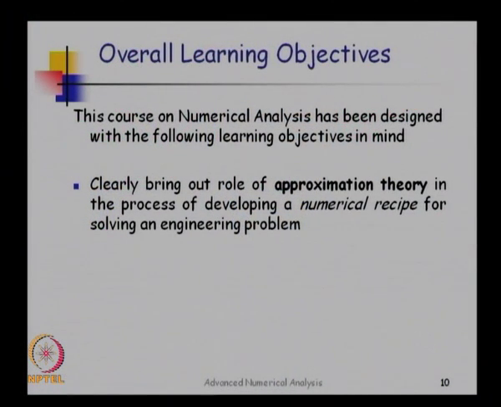So the first thing that I want to do here is to clearly bring out the role of approximation theory in the process of developing a numerical recipe for solving an engineering problem. I'm deliberately using this word numerical recipe. It's like, at the end of the course, you should realize that forming a numerical scheme is like cooking up some dish. And if you know the basic ingredients, you can actually combine and then come up with a particular dish. So you often have to be a good cook to come up with a numerical recipe to solve a problem, and to be a good cook, you have to understand the foundations. So the first step is problem transformation, which is based on the approximation theory.